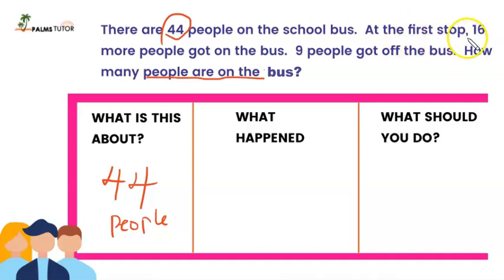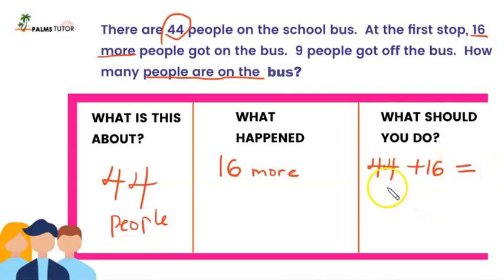At the first stop, this bus moves forward and then it stops. 16 more people got on the bus. 16 more. What's that? We have 16 more people on this bus. What does that tell us? That we have now 44 plus 16 people on the bus, and that gives us what? This is 60. We have 60 people now on the bus at the first stop. That's what we get from this first sentence.